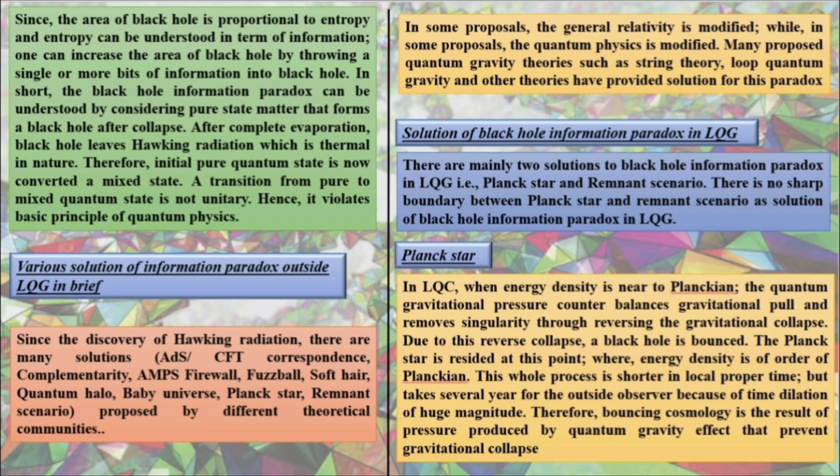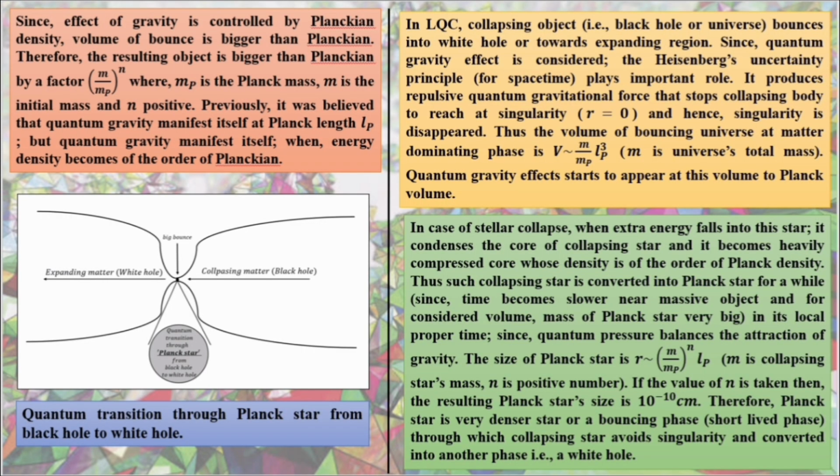This whole process is short in local proper time but takes several years for the outside observer because of time dilation of huge magnitude. So bouncing cosmology is the result of pressure produced by quantum gravity effects that prevent gravitational collapse. Since the effect of gravity is controlled by Planckian density, the volume of the bounce is bigger than Planckian. So the resulting object is bigger than Planckian by a factor (m over m_p) raised to n, where m_p is the Planck mass, m is the initial mass, and n is positive.